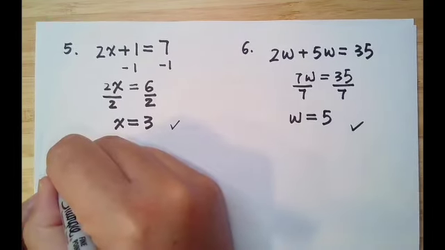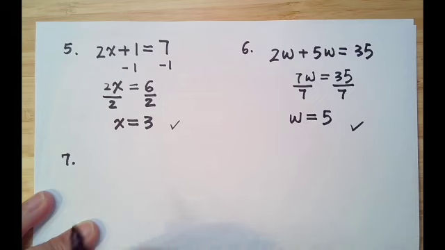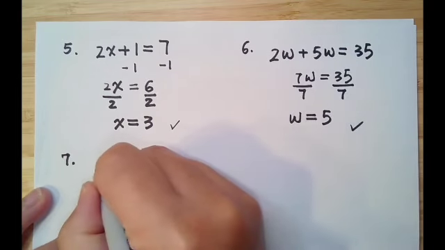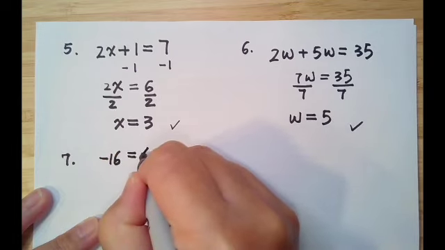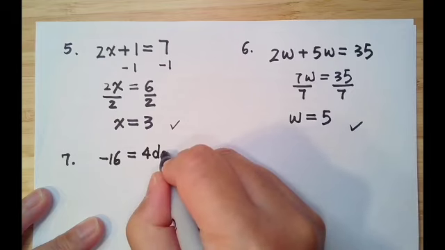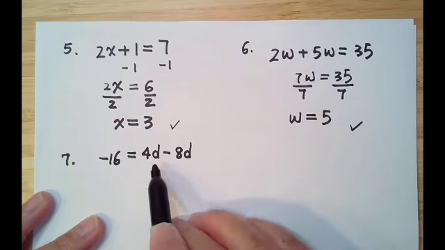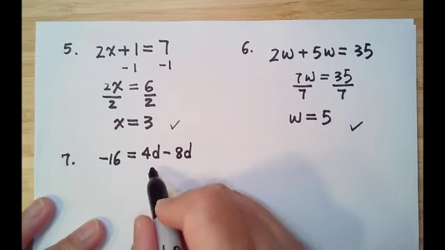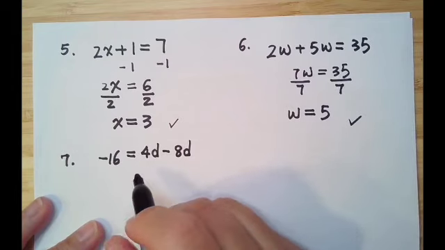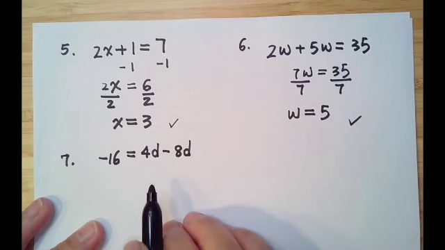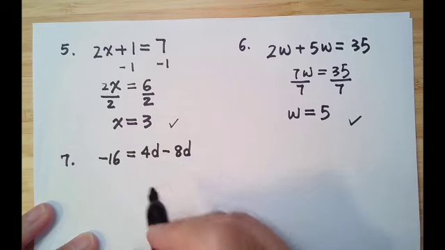Let's work on number 7. You ready? So we're going to have negative 16 equals 4d minus 8d. Wow, we got a d as the variable. Well, you have 2 ways to do it. In the previous examples we switched the left and the right side. We moved the variable terms to the left. But this time I'm going to keep it at the right, and then we're going to see what happens.